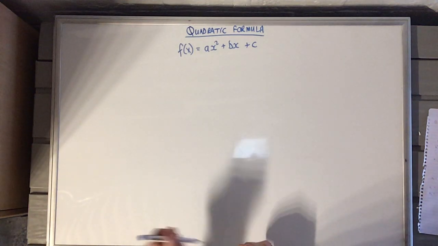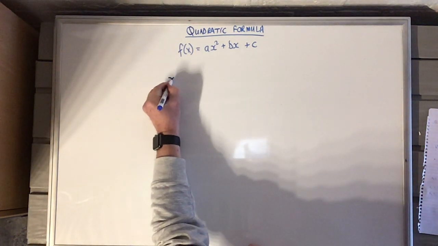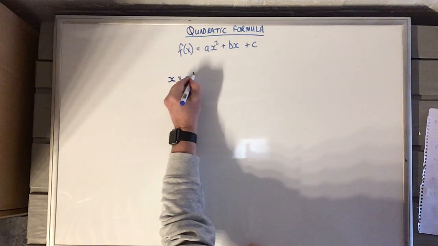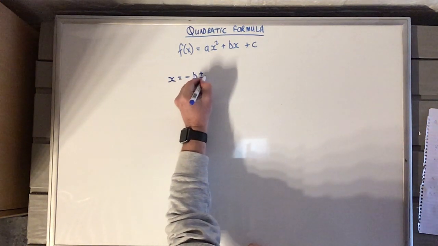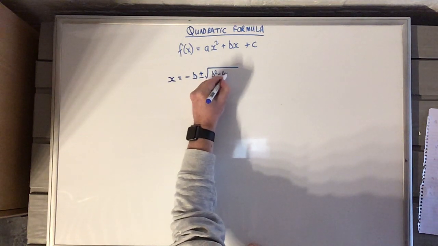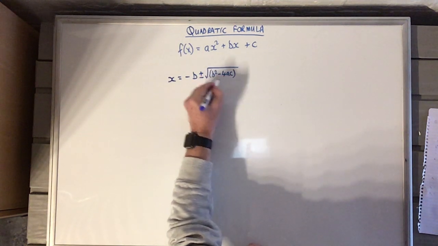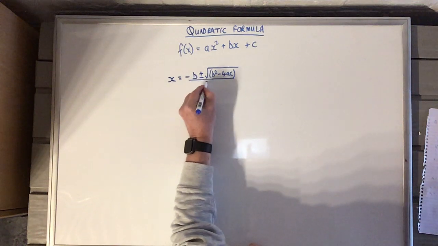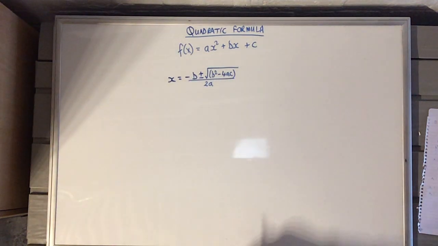Now the quadratic formula is x equals minus b plus or minus the square root of b squared minus 4ac, all over 2a. Now that might look quite daunting to you, but it's actually very easy to use. You just substitute in and it churns out values.